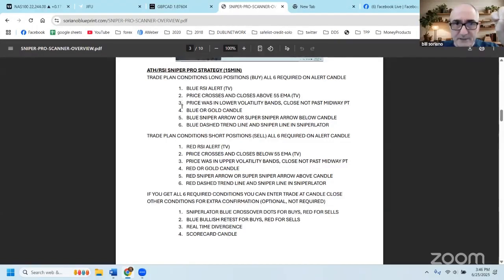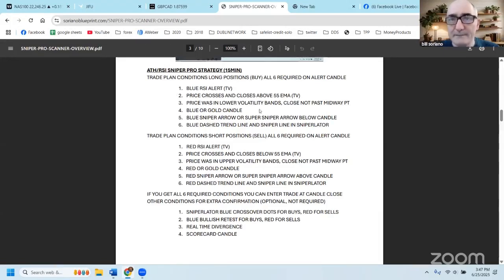Now, sometimes the issue is that the candle itself is not the right color. So for a buy, we need a blue or gold candle. Sometimes we get a red or a gray. And for a sell, we need a red or gold candle. And sometimes we get a blue or a gray. Okay. Normally it's one of those two things, right?